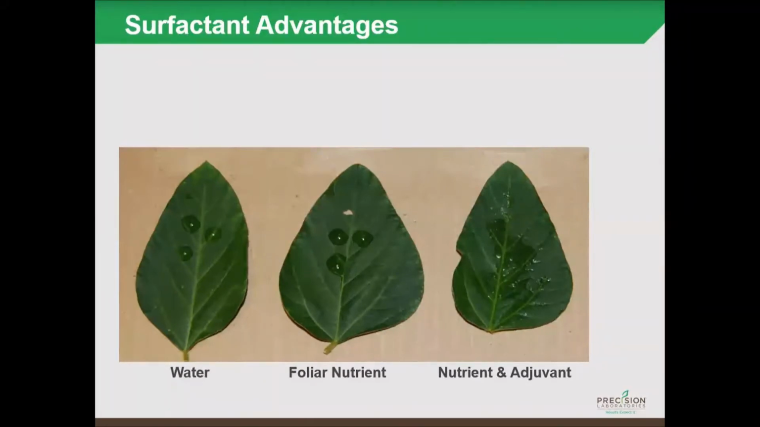It's got a waxy cuticle, and you can see the water's beaded up on the leaf by itself. When we add fertilizers to it, maybe it spreads just a little bit more, but not much. And then when we add an adjuvant or surfactant chemistry, you can see it really start to spread out. Those same three droplets now are giving much better coverage. So you can imagine if it was a sprayer, you're going to have full coverage of that tissue.